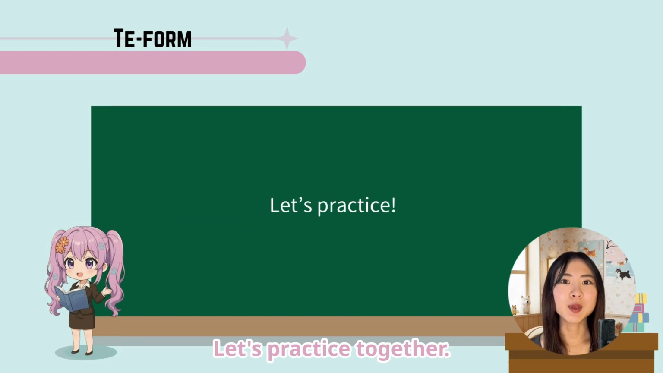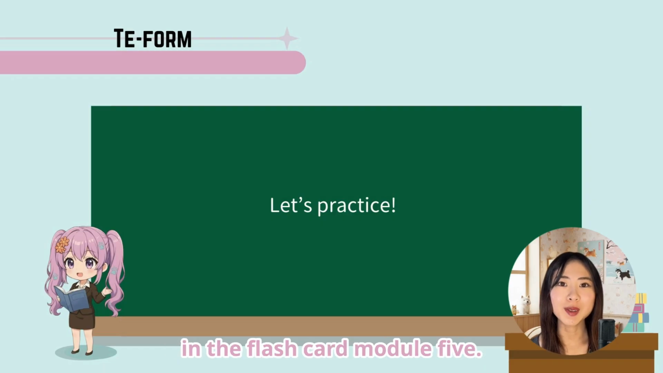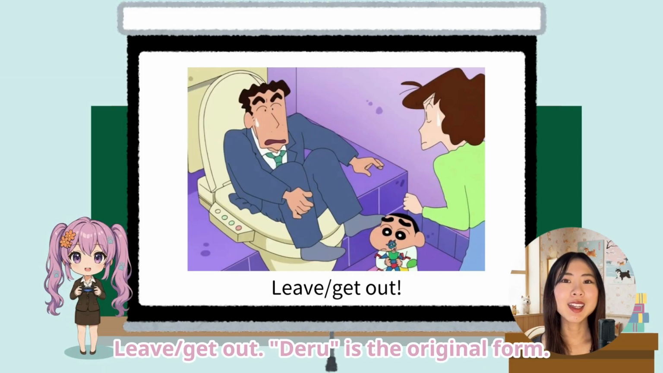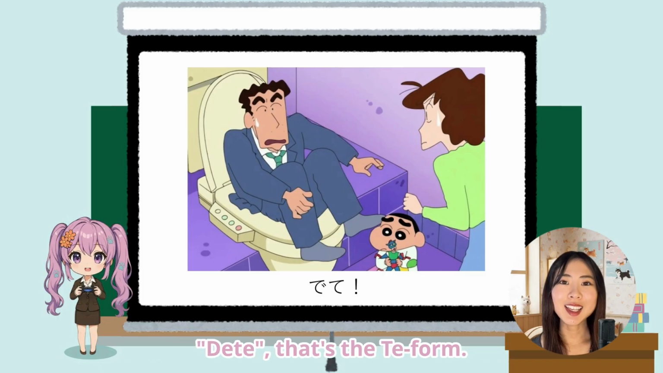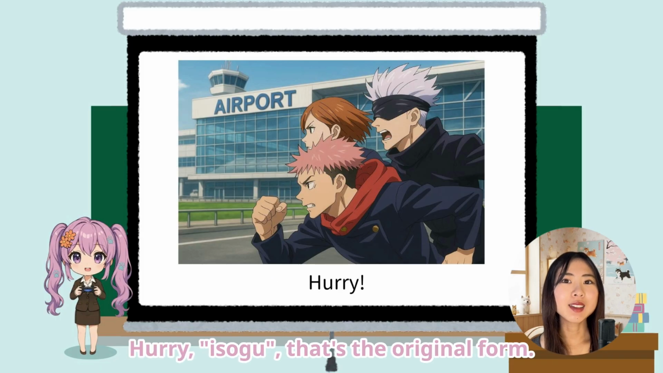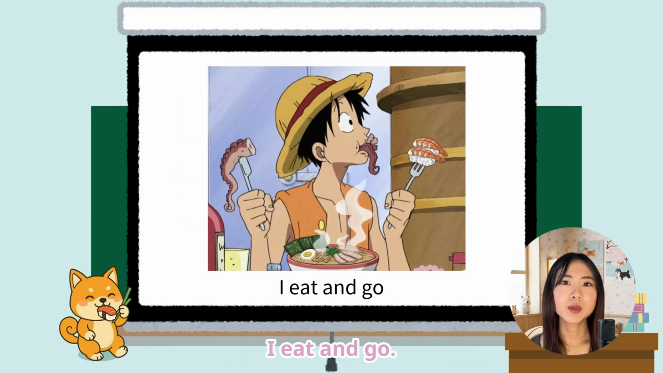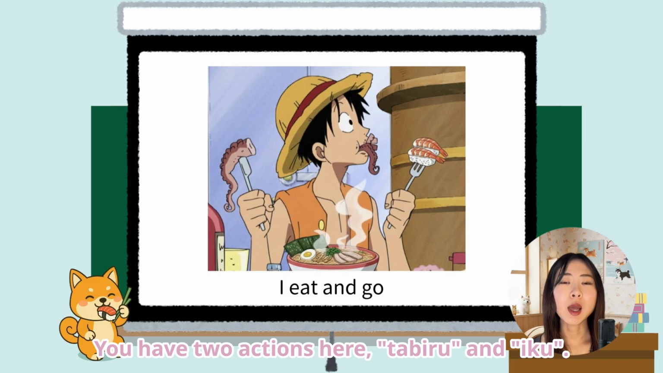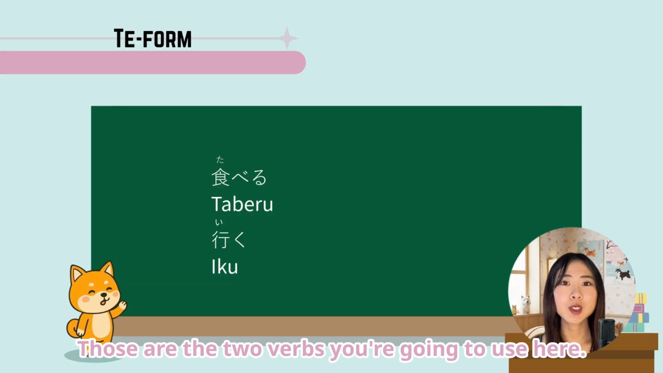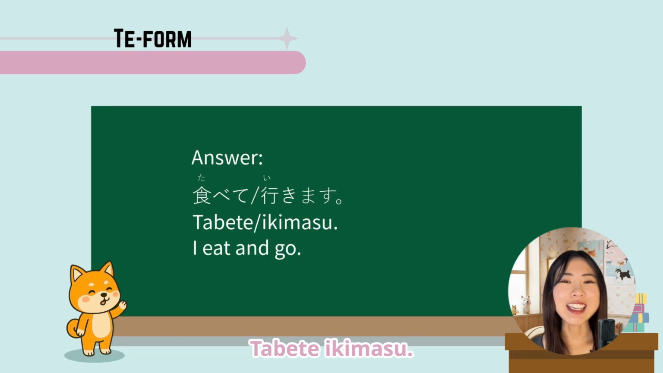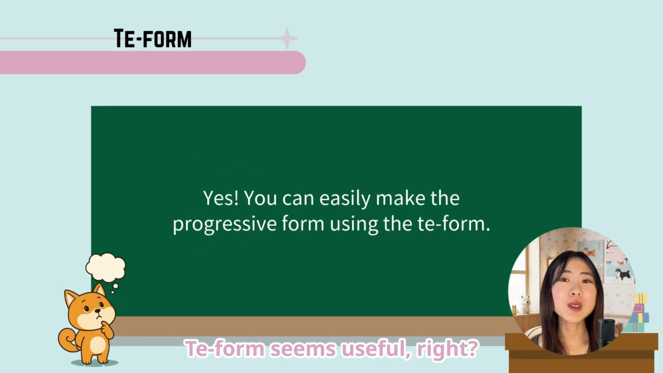Let's practice together. You can find the word meanings in the flashcard module 5. Leave, get out. Deru is the original form. Dete, that's the te form. Hurry, isogu, that's the original form. Isoide, that's the te form. I eat and go. You have two actions here. Taberu and iku, those are the two verbs you're gonna use here. Tabete, ikimasu. Te form seems useful, right?